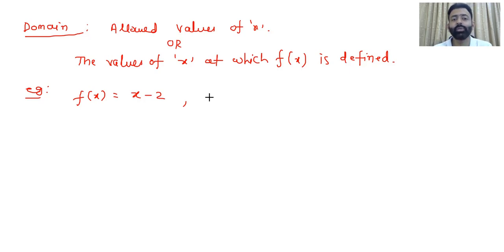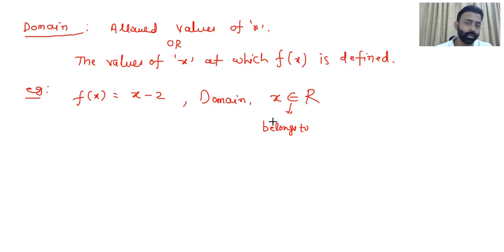So we say that the domain, I mean the values of x. We always write domain in terms of x. What are the values of x? What are the values of input? So we say that x belongs to, this symbol stands for belongs to, a set of all real numbers denoted by R, which we have learned in the previous lesson. So x belongs to R is the domain for this function.